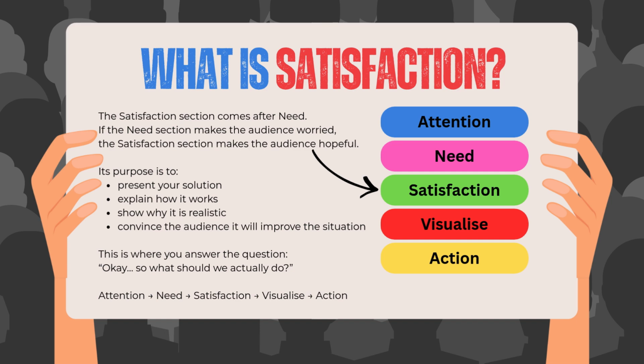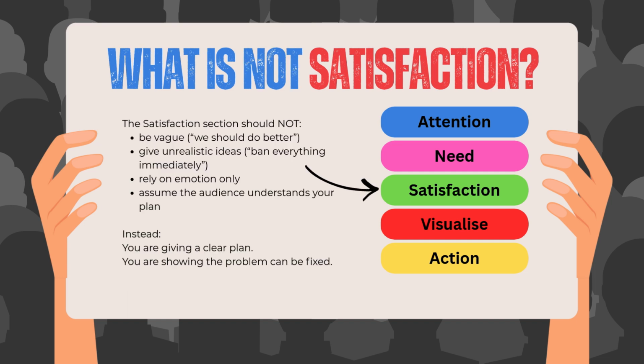You need to make sure as well that your solution sounds believable. So, what is not satisfaction? In this section, you should absolutely not be vague. Don't say things like, we should do better. What does that actually mean? You need to give realistic ideas. Don't just say ban everything immediately or get rid of mobile phones, because that's not a realistic solution.